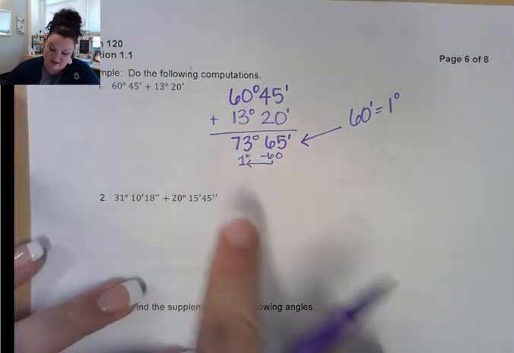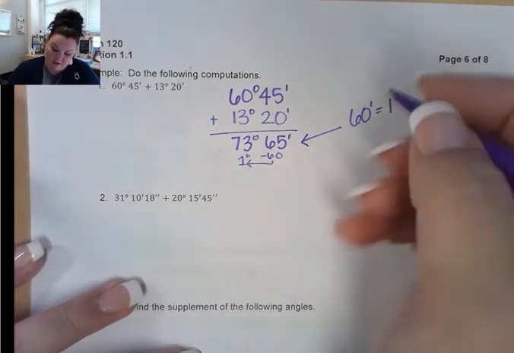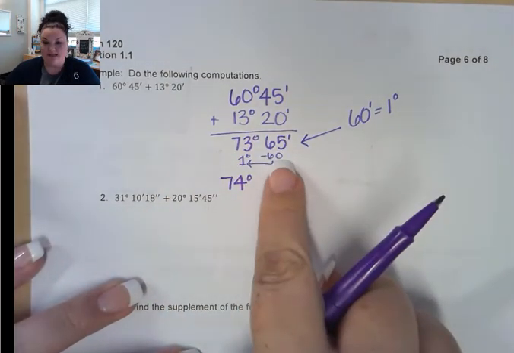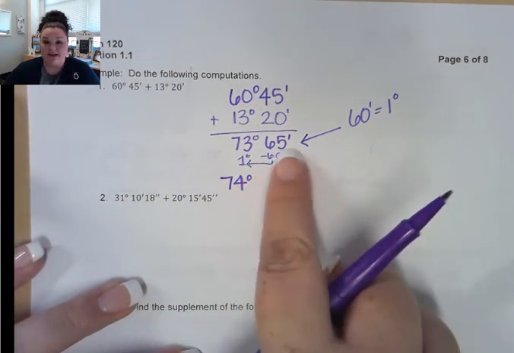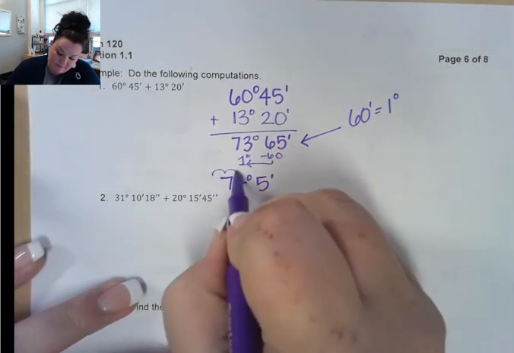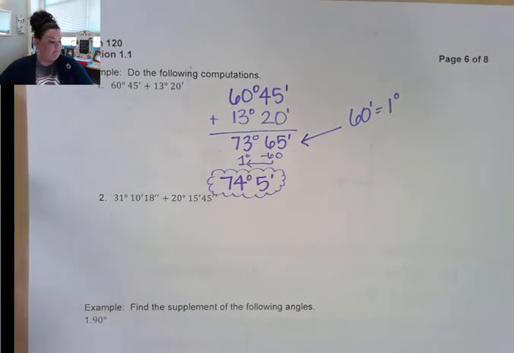Okay, so then what I end up with, 73 degrees plus this 1 degree I moved over, gives me 74 degrees. And then once I move that 60 minutes away, that left me with just 5 minutes. Okay, so this ends up being 74 degrees, 5 minutes.